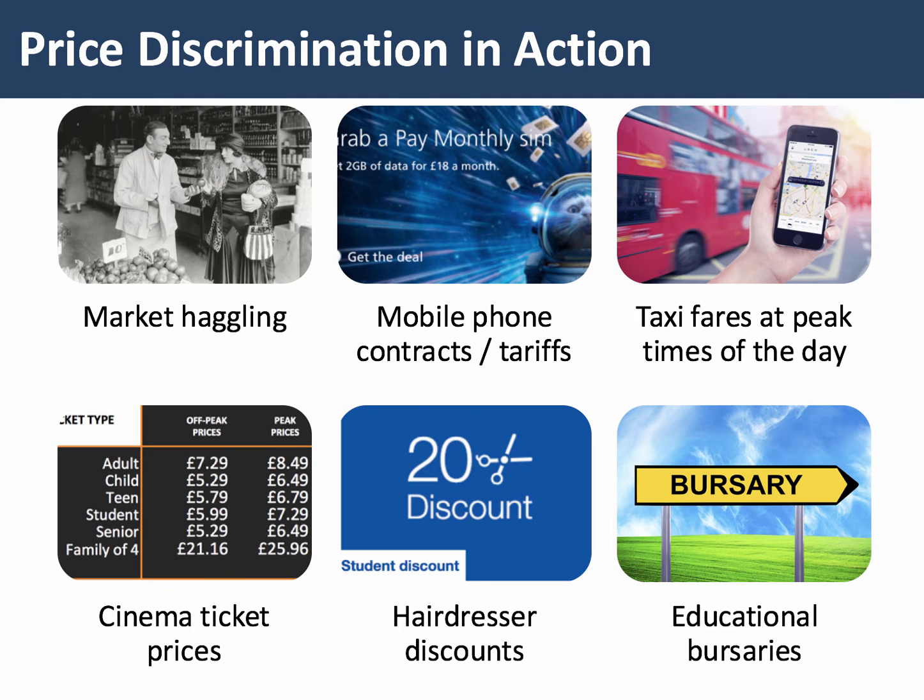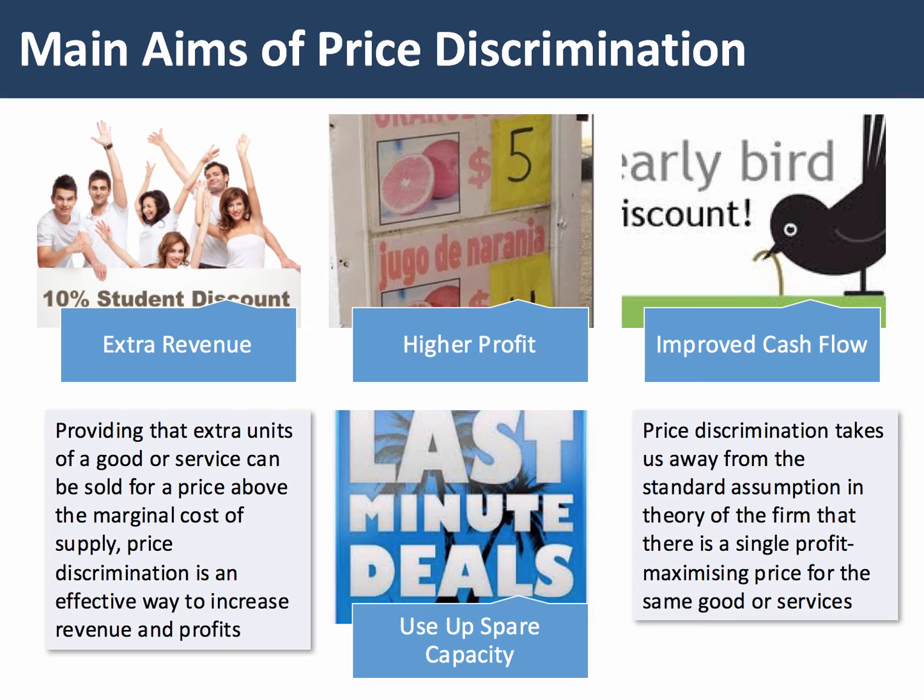But in this short video, we're just going to focus on the aims of price discrimination. The fundamental aim is to lift the revenue of a business. Because if they can increase the revenues from selling goods and services, that way they can increase their profitability. In other words, they can turn consumer surplus into extra producer surplus.